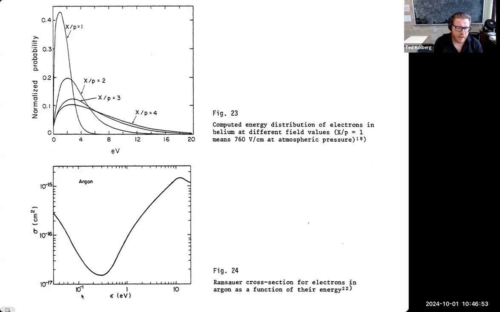Then you combine that with this figure 24 on the bottom, which is showing the cross-section for electrons to interact with the atoms in the gas as a function of their energy. This is for argon, but you could draw similar things for all different gases, and they would all be different depending on the electronic structure of the gases. Because this eV energy scale is similar to the binding energy of the outermost shell of electrons in most atoms and molecules.